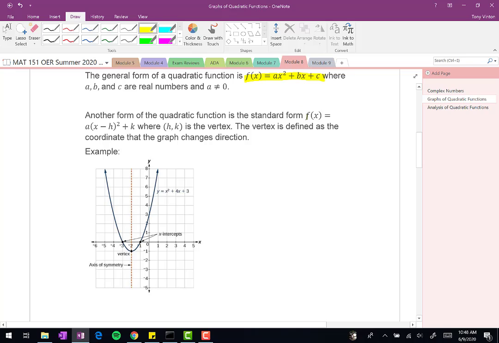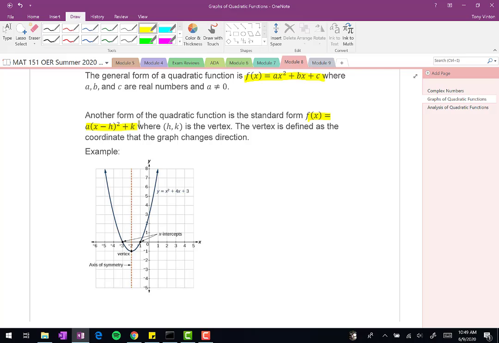Another form that we also see quadratics in, that we have worked with, believe it or not, is f of x equals a times x minus h squared plus k, where h and k is the vertex. So the vertex is where you have that turning point. Notice in the picture below, that's an example.